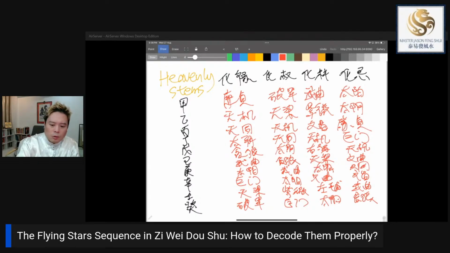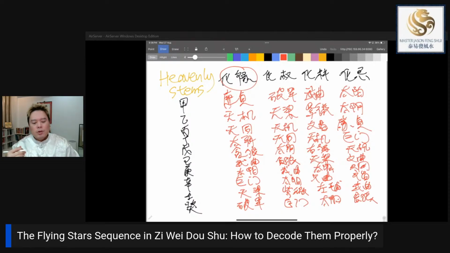Hua Lu basically is a star that is related to enrichment, or a star that is related to wealth, or it will bring additional quantity or amount into that particular domain.